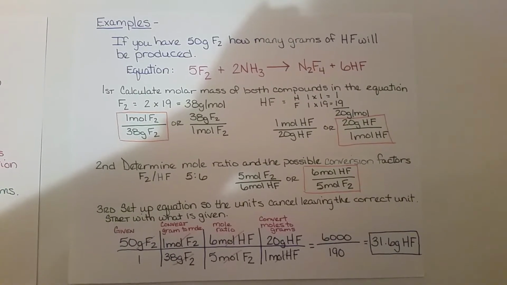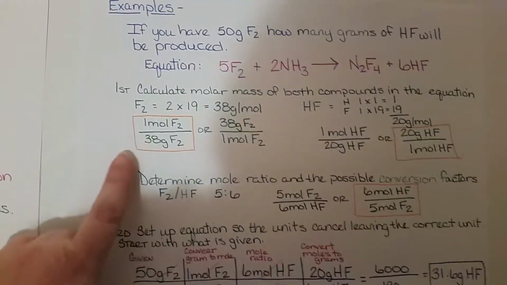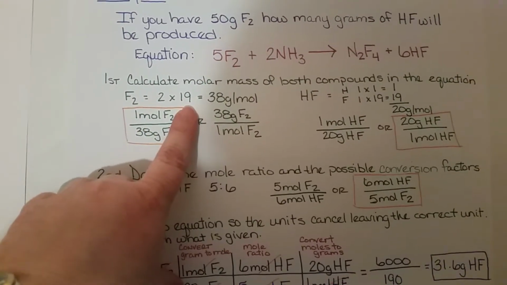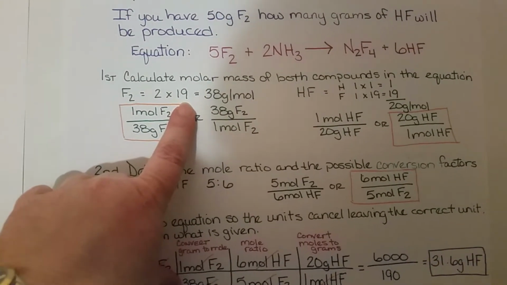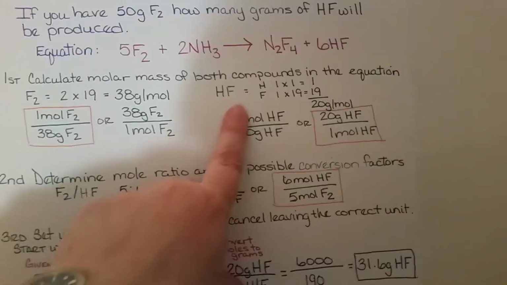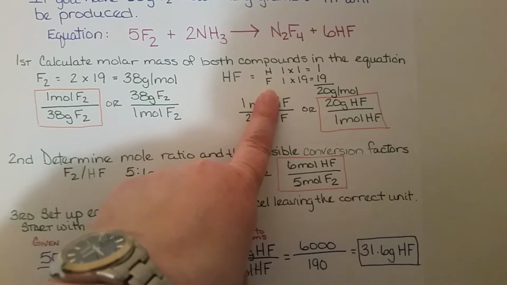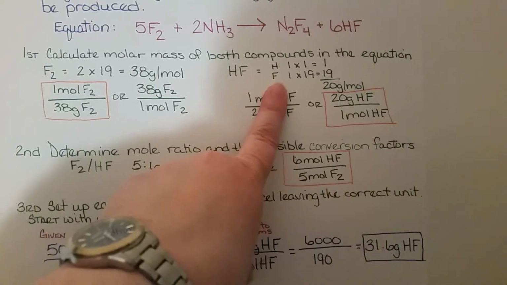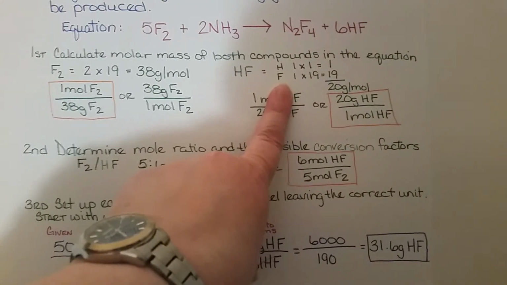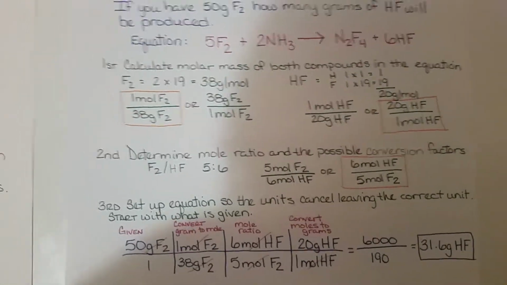So the first step is to calculate the molar mass of each of the 2 compounds you're being asked about. So in this case, F2, you have 2 atoms. The average atomic mass of fluorine is 19. 2 times 19, 38 grams per mole of F2. For HF, you have 1 atom of hydrogen and 1 of fluorine. Hydrogen's average atomic mass is 1. Fluorine's is 19. So essentially 19 plus 1. For HF, it's 20 grams per mole.